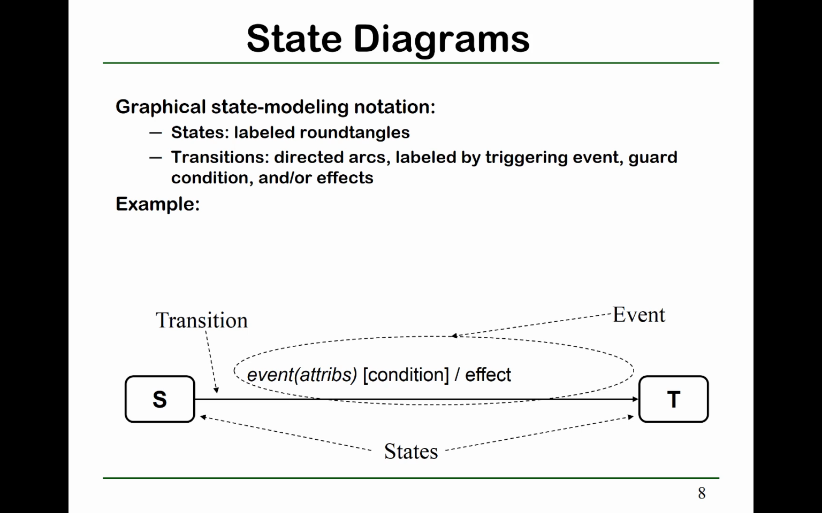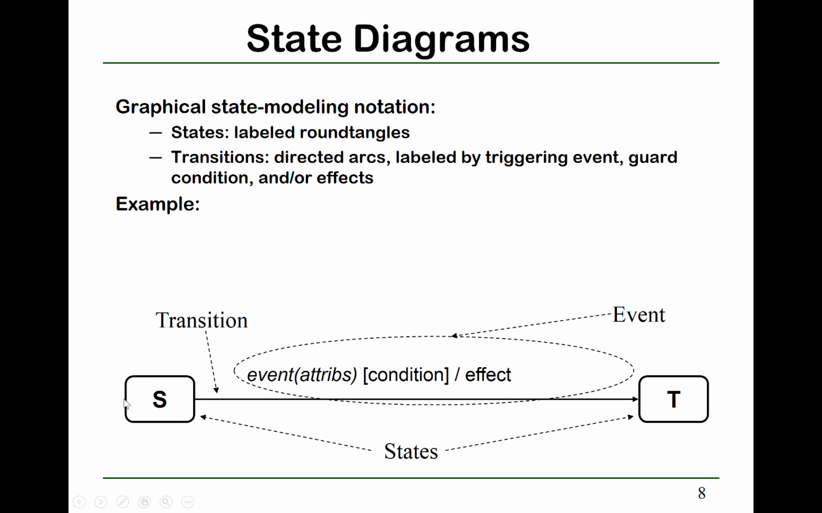Okay, now let's take a look at state diagrams. UML state diagrams are basically a graphical representation. We need to represent the states. The states are basically labeled rectangles, and we need to label the transitions with these arrows.